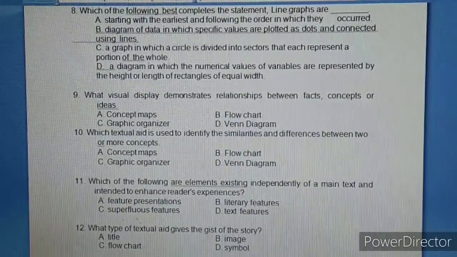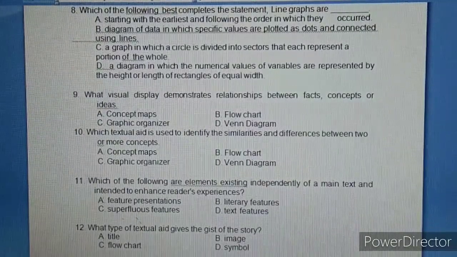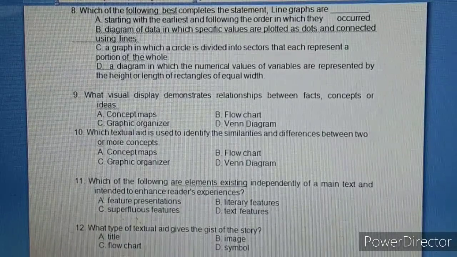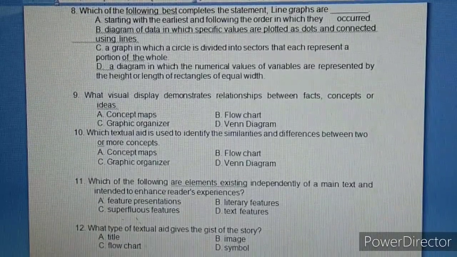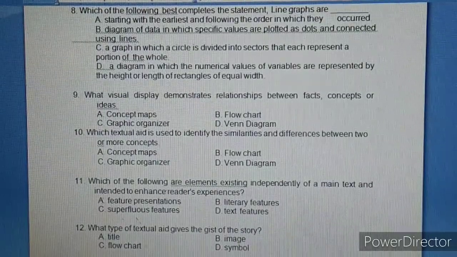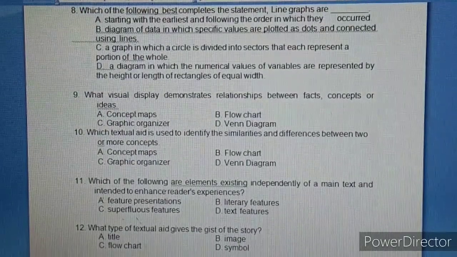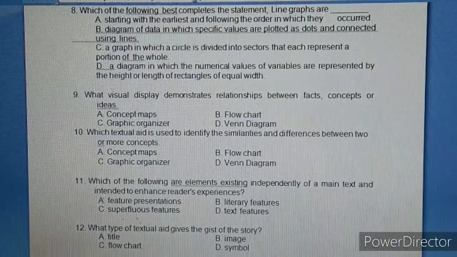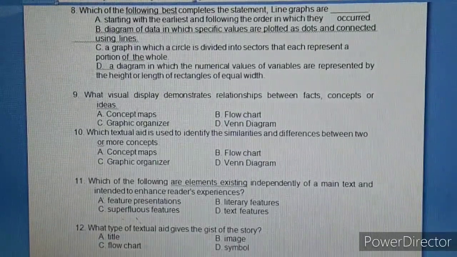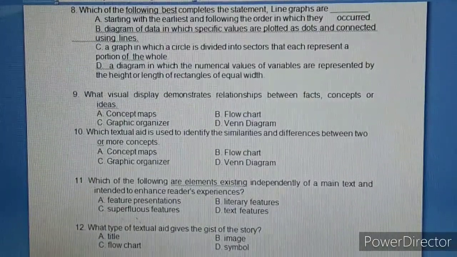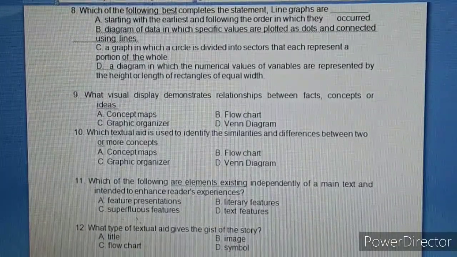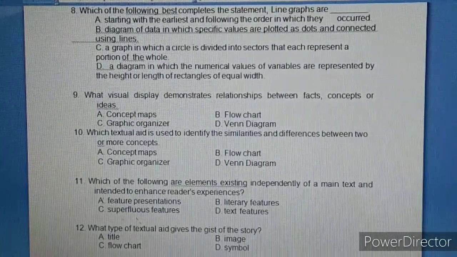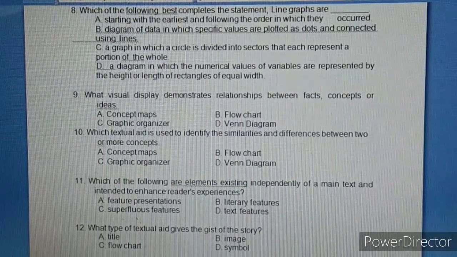What visual display demonstrates relationships between facts, concepts, or ideas? A. Concept maps, B. Flowchart, C. Graphic organizer, or D. Venn diagram? The correct answer for number 9 is letter C. Graphic organizer. Of course, it demonstrates relationships between facts, concepts, or ideas. Now let's continue with number 10.